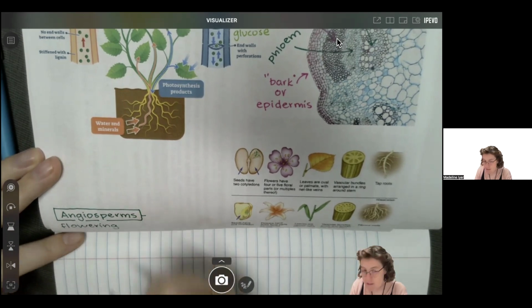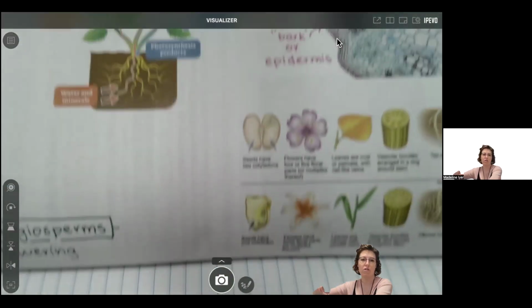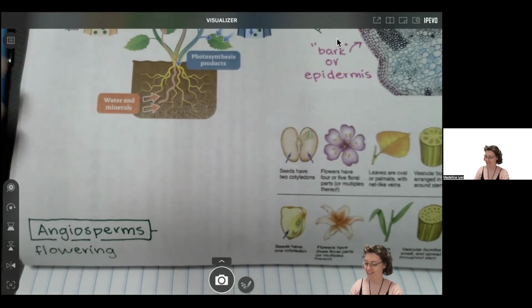Can you see that? Let's see. Oh gosh, that's awful. Hold on, I can do better. There we go. Flowering plants.